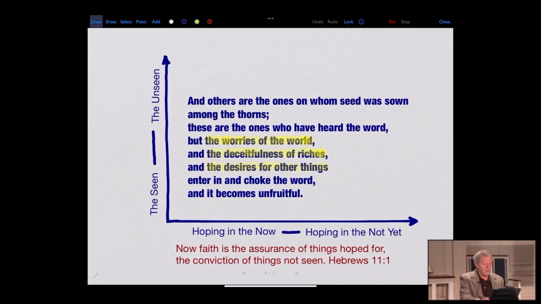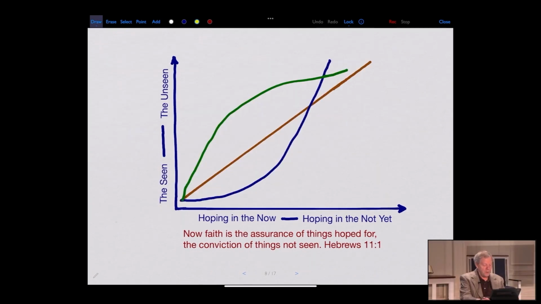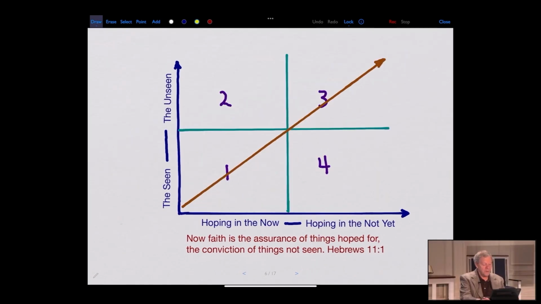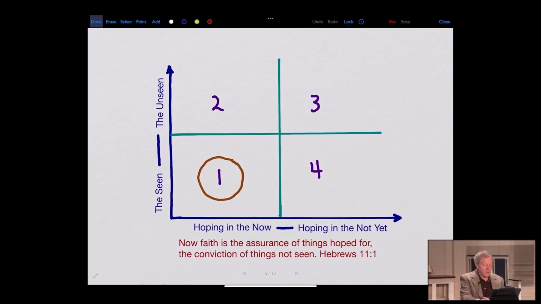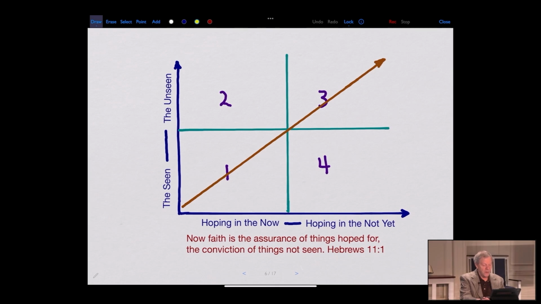The ones on whom seed was sown, because God's intention for us is to move out of this first quadrant and the hoping in the now and hoping in the seen, to go from there to another quadrant, a better quadrant, quadrant 3, where you train yourself in this world to be living with the next world in mind, and where you begin to hope in the unseen, not just the seen, and you begin rather to see the unseen and live in that.